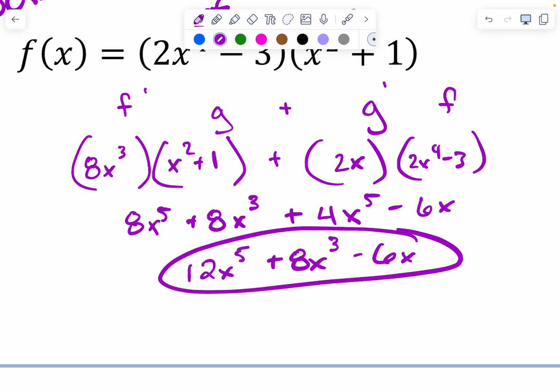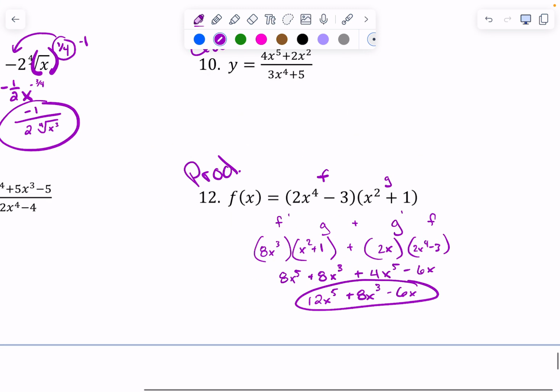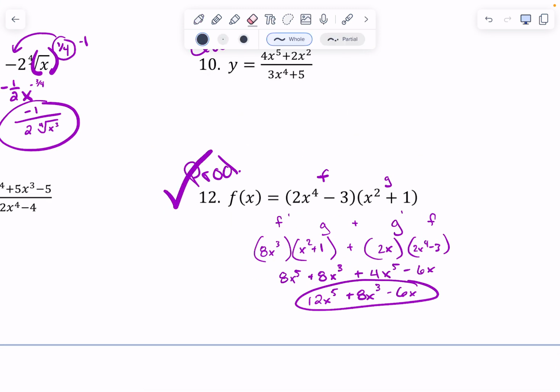Very nice. Very nice. That's too easy. Got it? Boom. Okay, perfect. Product rule done. So now should we do quotients?